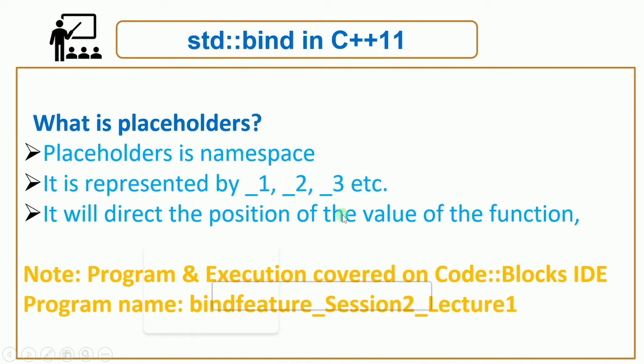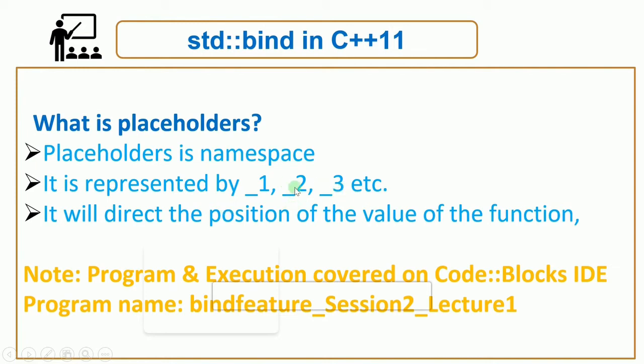It is represented in this manner, etc. And what will this placeholder do? It will direct the position of the value of the function. So first of all, this particular placeholder will also decide what the position of the value of the function will be. I have also covered an example for this placeholder.